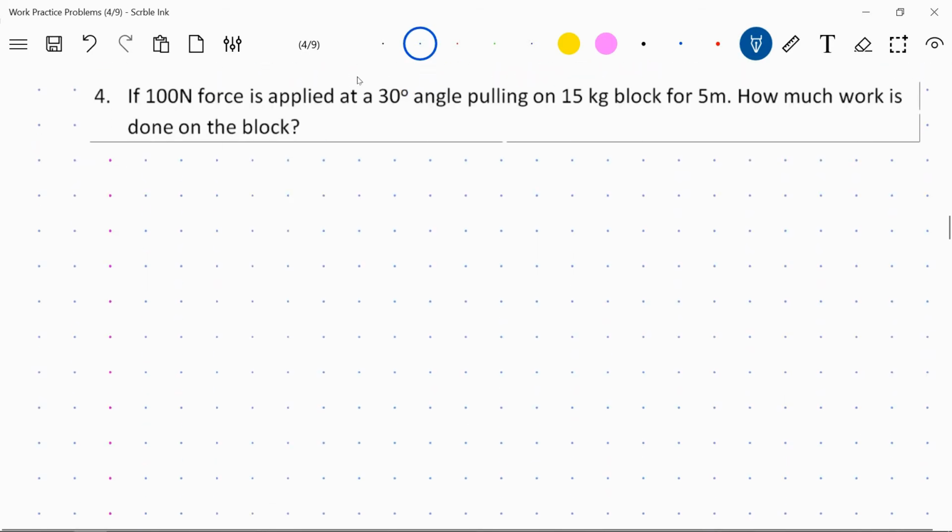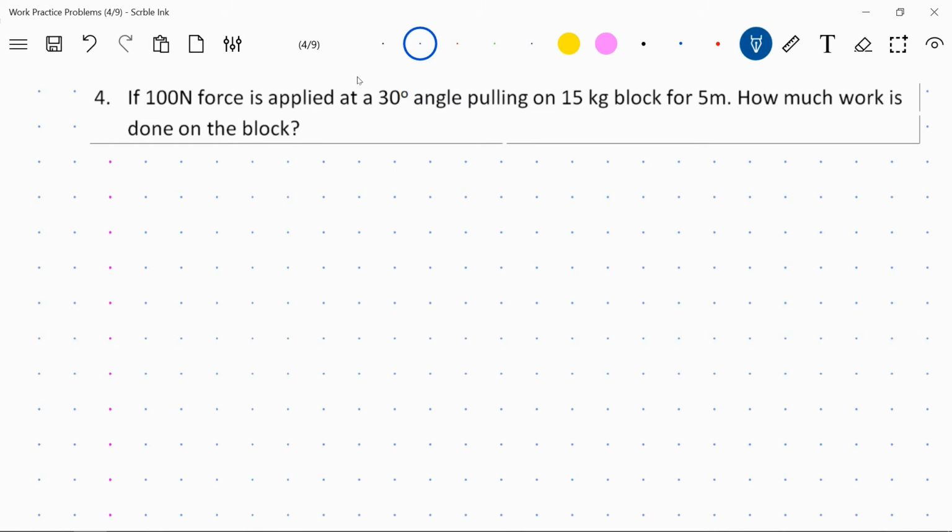Okay, moving along. Number 4. If a 100 Newton force is applied at a 30-degree angle, pulling a 15-kilogram block for 5 meters, how much work is done on the block? Okay, so when you see a question like this, you sometimes have to have a little bit of interpretation here. So there is this object, this 15-kilogram object, so let's get that in here. M is known to be 15 kilograms. And there's an applied force at 30 degrees pulling it.